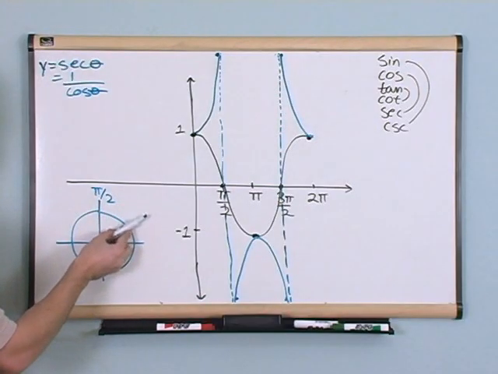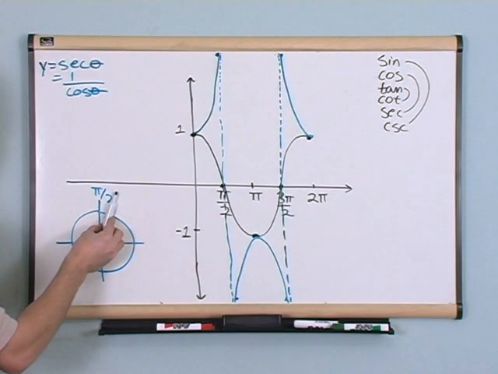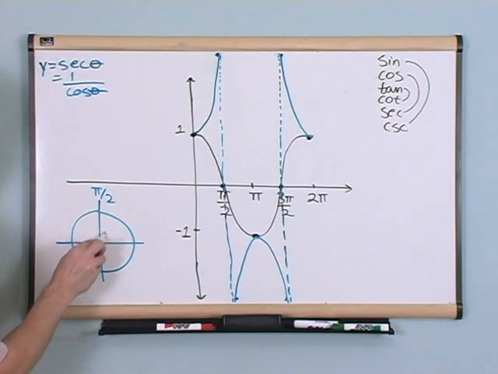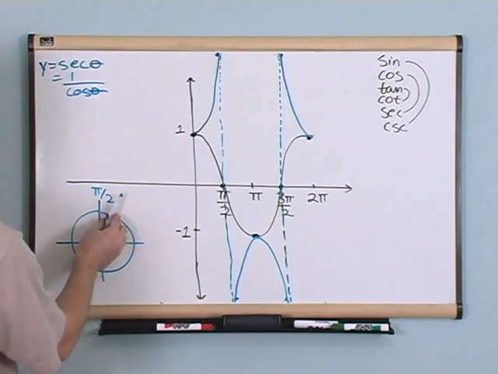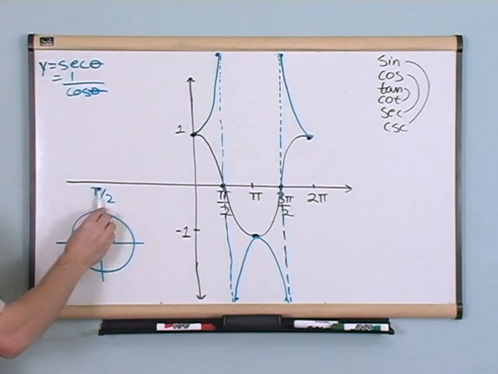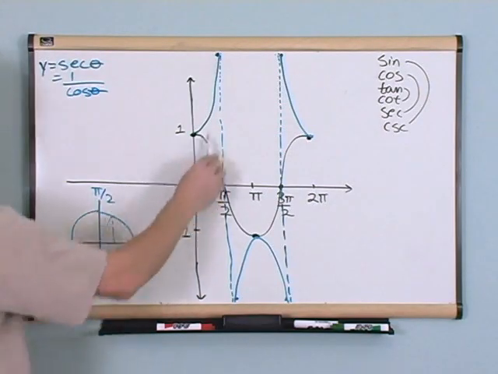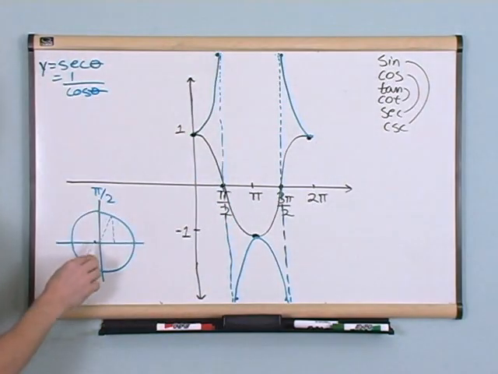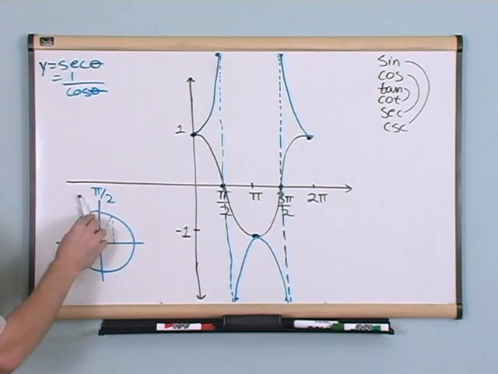Over here, as I'm approaching pi over 2, the cosine is positive because I'm along the positive side of the x-axis. Okay, when I get here, exactly here, cosine is 0, and that gives me my infinity here. But as I get onto the other side of this, like over here for instance, the cosine's negative because I'm looking at the negative axis. As I get here, I'm looking at the cosine, I'm looking at the negative axis.